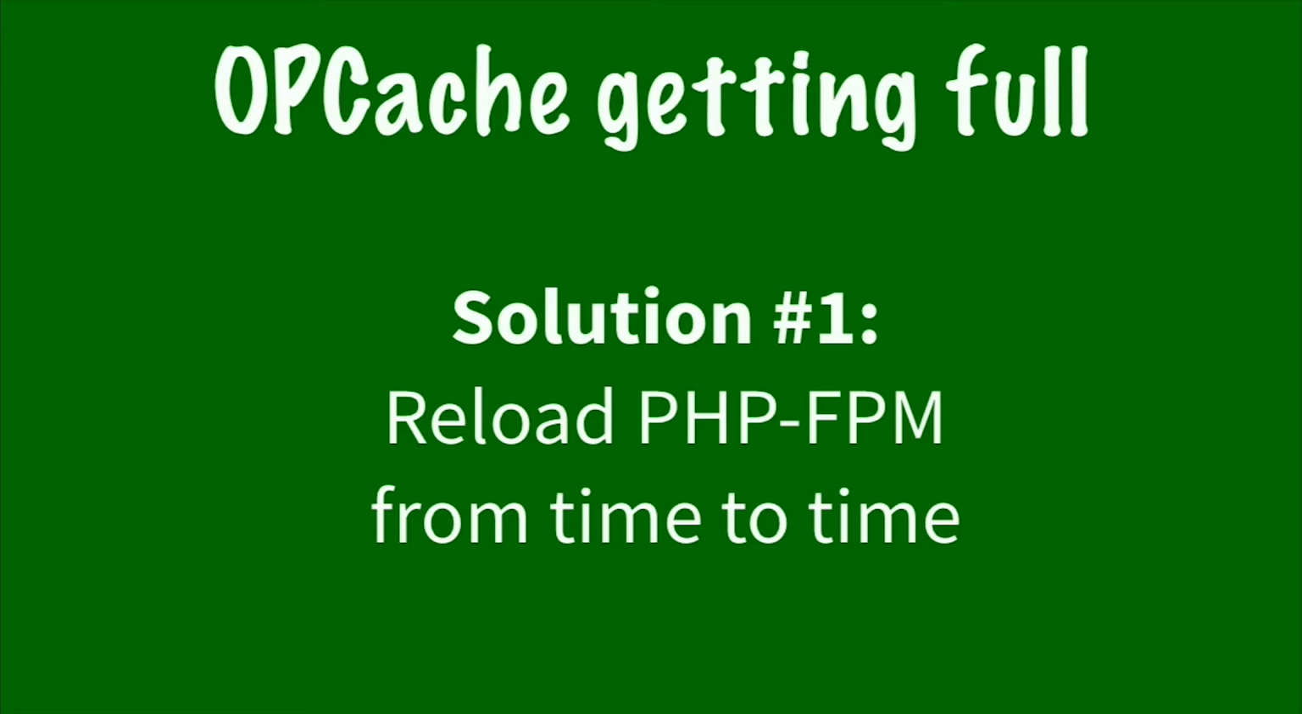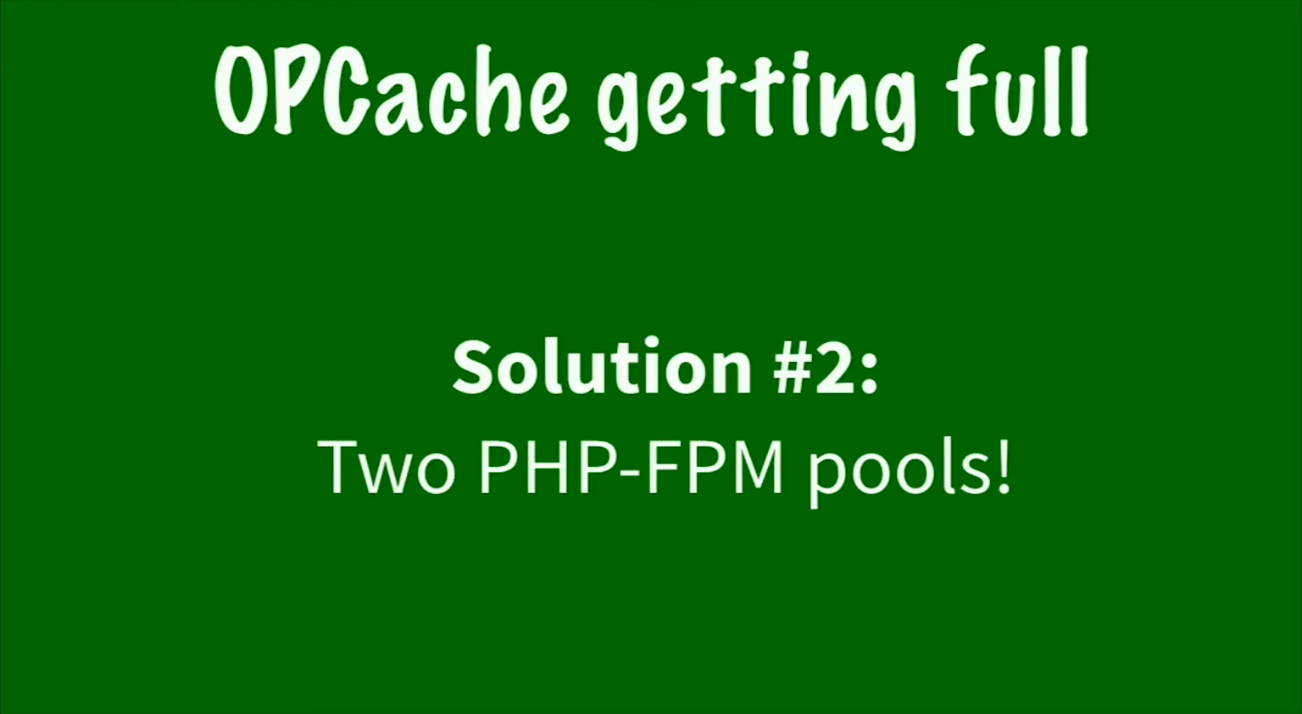So one solution is to reload PHP-FPM from time to time. And this is mostly fine, and we did this for many years. But there's a more elegant solution to this, and it's through PHP-FPM pools. So if you really can't afford any freeze-ups, you should set up two PHP-FPM pools, and it works like this.